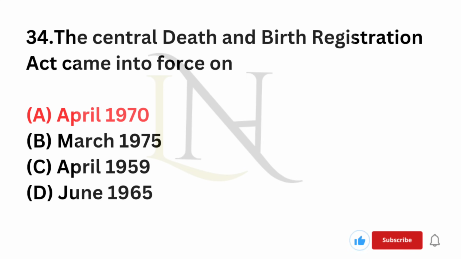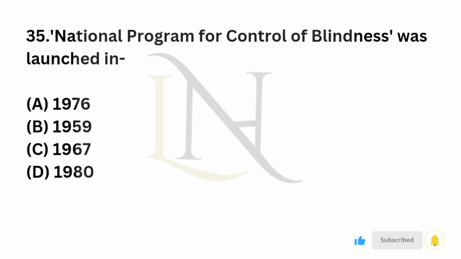Next MCQ. The National Program for Control of Blindness was launched in: Option A, 1976. Option B, 1959. Option C, 1967. Option D, 1980. Correct answer: Option A, 1976 is the National Program for Control of Blindness. Next MCQ.